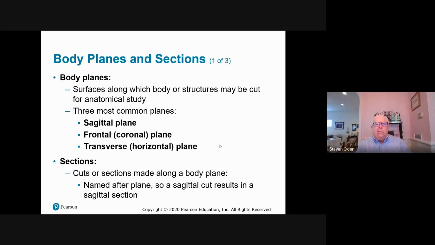There are planes that we look at when we cut something up, actually. And there are surfaces which body or structures may be cut for anatomical study. And there are 3 common planes, and these are the planes I want you to know: sagittal, frontal, and horizontal or transverse. We will talk about them, and I'm going to definitely ask you questions on the exam on the planes. Sections, don't worry about. That's not important. We're not going to be cutting anything up, I hope.